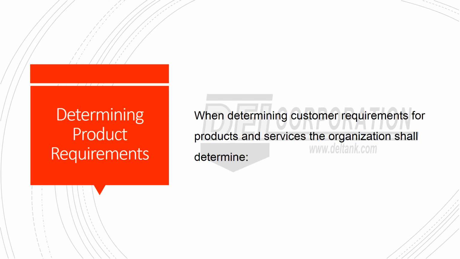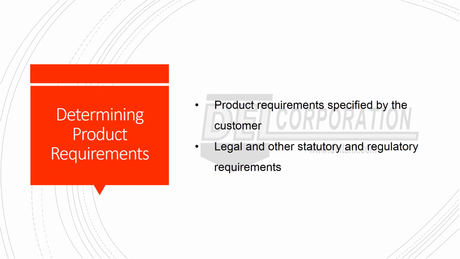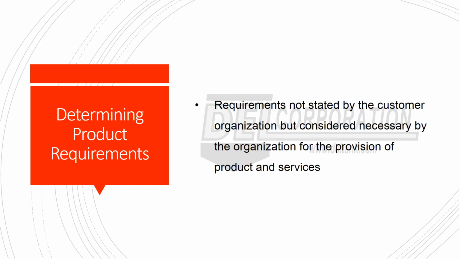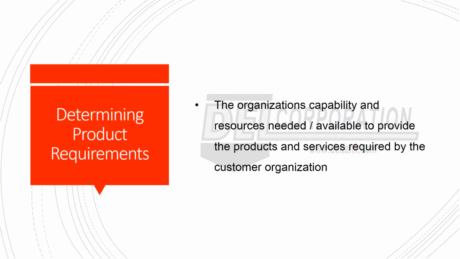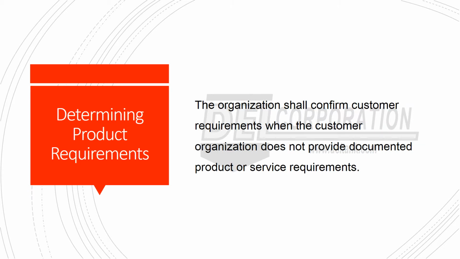Determining product requirements. When determining customer requirements for products and services, the organization shall determine product requirements specified by the customer, legal and other statutory or regulatory requirements, requirements not stated by the customer organization but considered necessary by the organization for the provision of product and services, the organization's capability and resources needed or available to provide the products and services required by the customer organization. The organization shall confirm customer requirements when the customer organization does not provide documented product or service requirements.